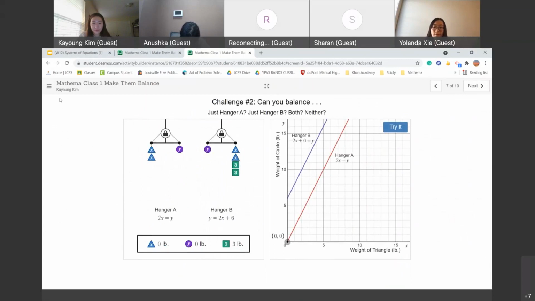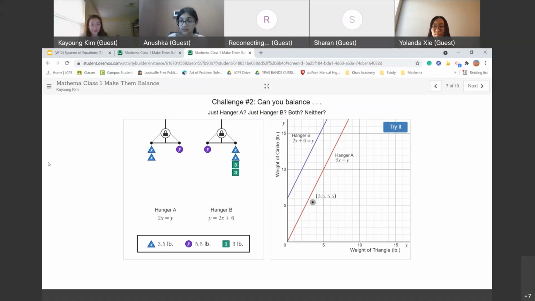Right, so now this one is an interesting one. Is it possible, can you balance both of the hangers, or can you find a solution to this system of equations? And this is a really big hint. These two lines are parallel. And if you think about what the definition of parallel is, this would give you a big hint.